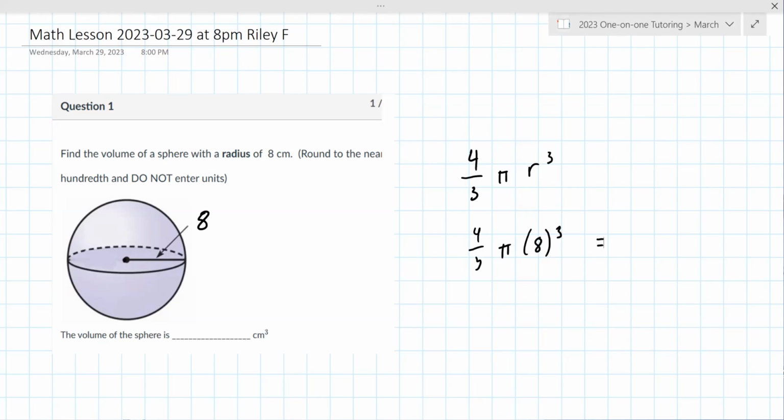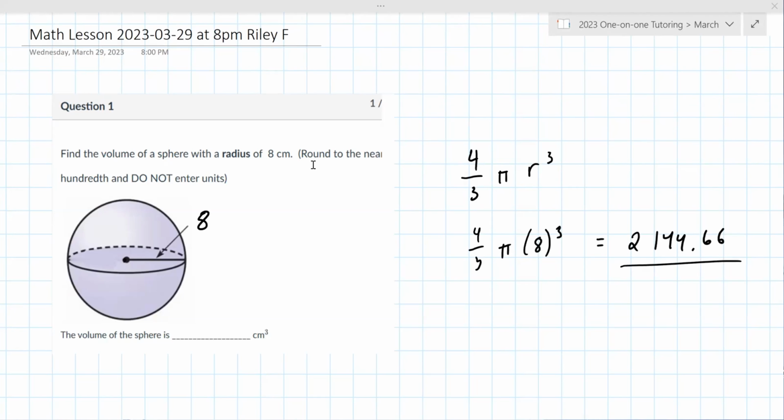Okay, I got 2,144.66. Good. That looks to be correct. Just double check that before you enter it. A lot of the mistakes are made just entering it into the computer there, unfortunately.